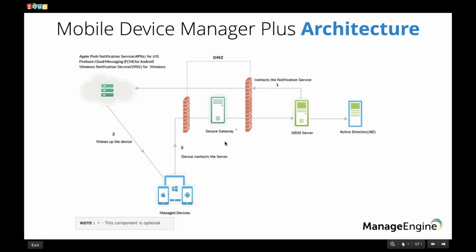And that is why we also allow you to configure a secure gateway. This secure gateway acts as an intermediary between the devices and the MDM server and ensures that the communication is routed through it, thereby securing your MDM server. Optionally, you can also configure an Active Directory, which will simplify user assignment and authentication. One point I would like you guys to note is that these settings are not required if you're using Mobile Device Manager Plus on cloud.